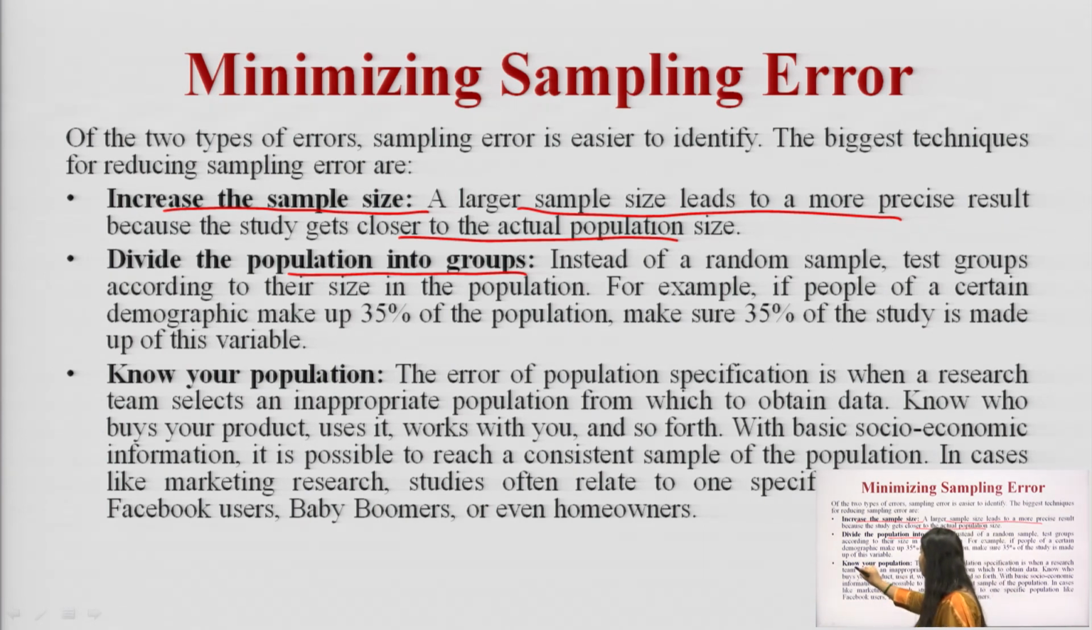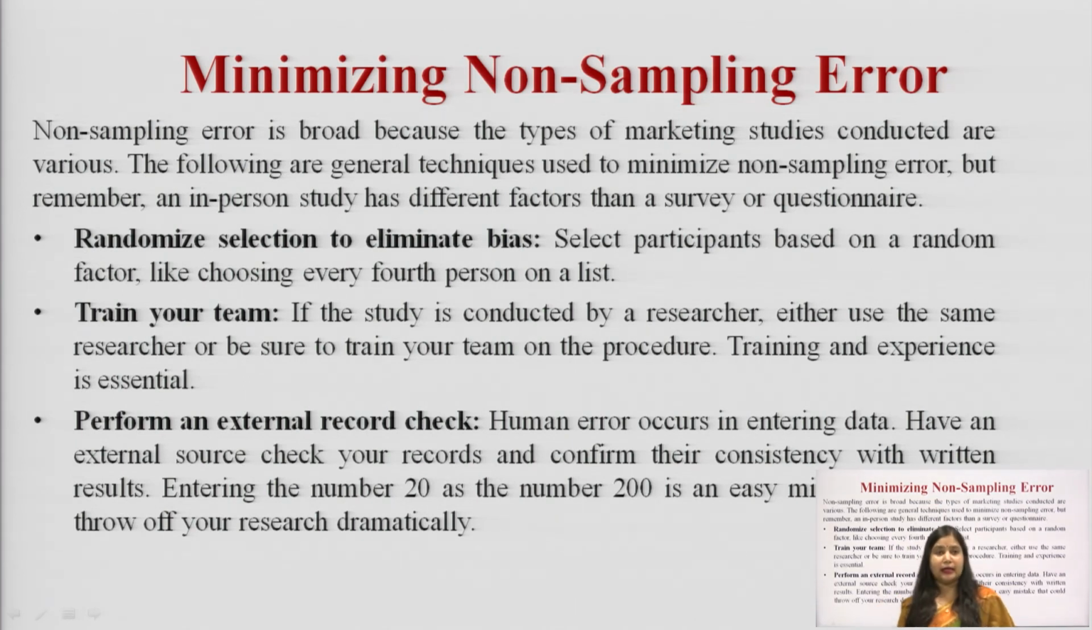Second, you should understand your population. What are the characteristics of the population? If you understand them, you may reduce the non-sampling error. For minimizing the non-sampling error, we should randomize the selection to eliminate biases. If there is an error due to biases, then you can use randomized selection of the sample.